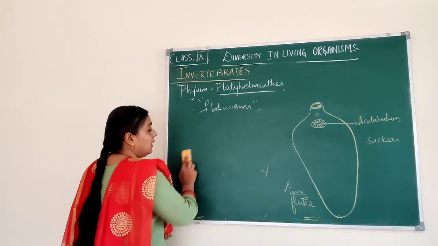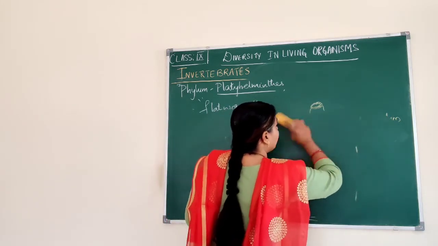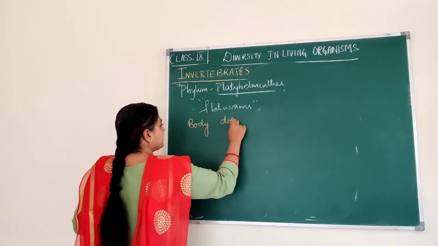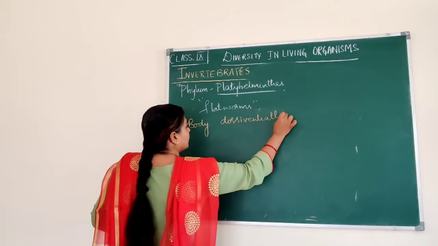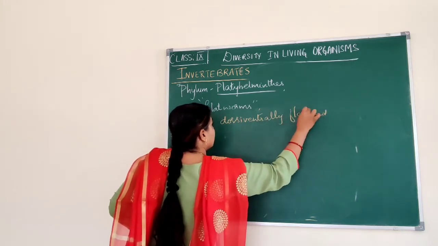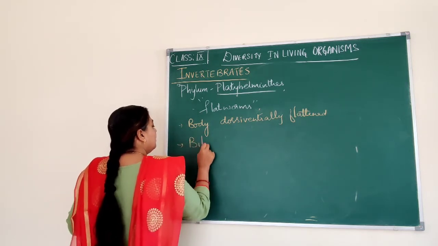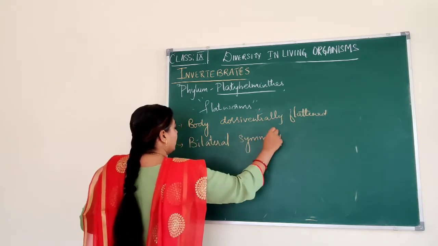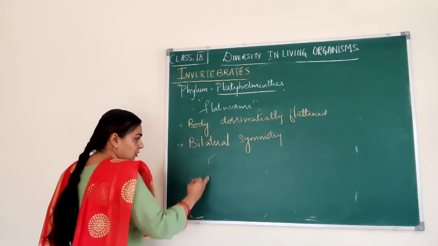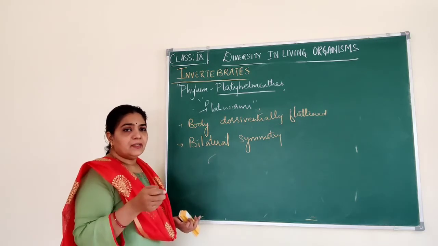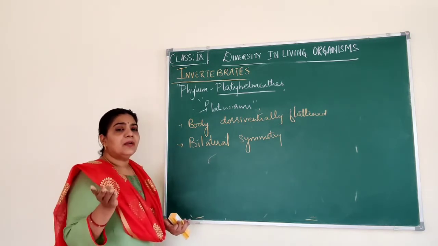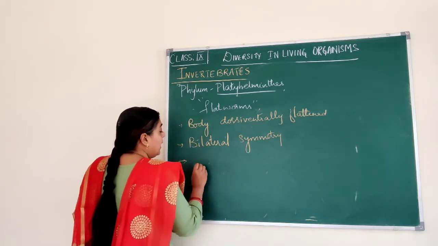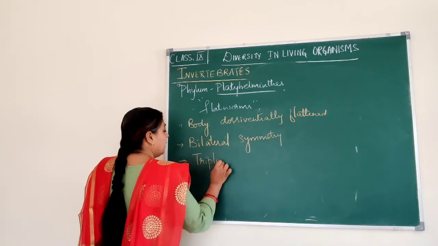Okay, now let us see their body. And I told you the body is dorsi-ventrally flattened. And they show bilateral symmetry. I told you what is bilateral symmetry. When you cut the organism through one particular plane only, then you get two equal halves. Such organisms are called bilateral symmetry. Okay, they show bilateral symmetry, and they are triploblastic animals.